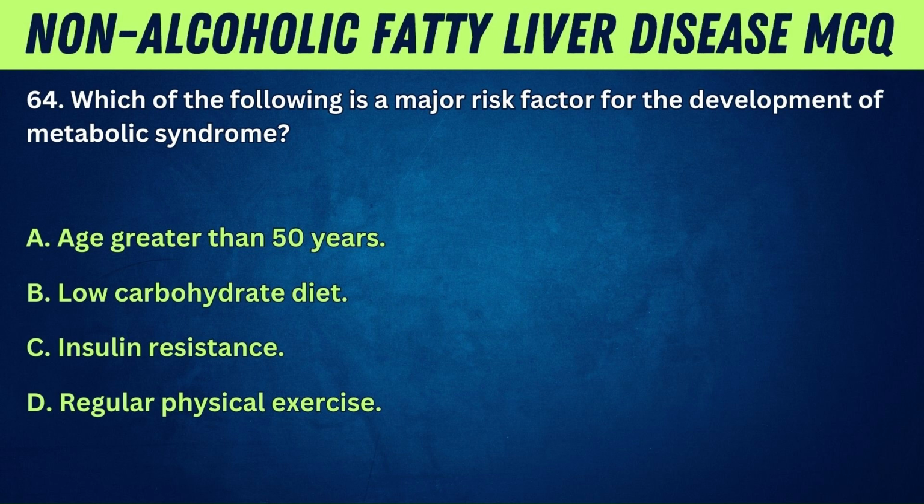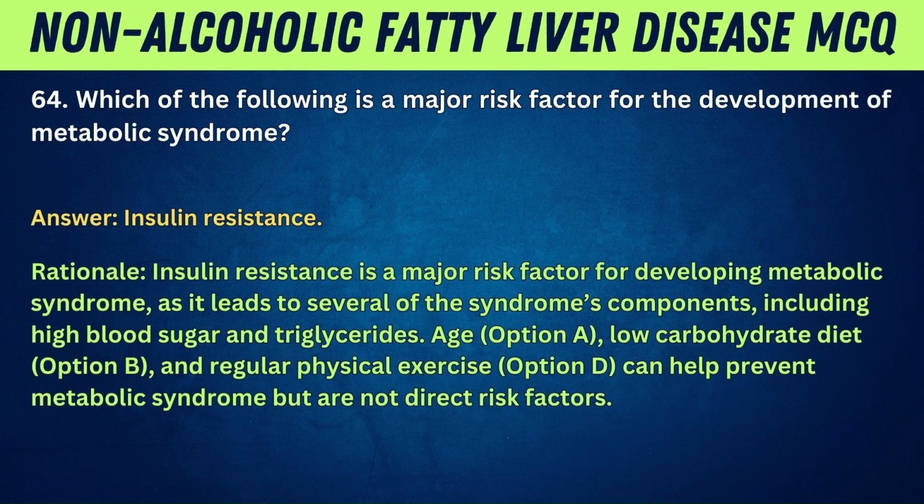64. Which of the following is a major risk factor for the development of metabolic syndrome? A. Age greater than 50 years. B. Low carbohydrate diet. C. Insulin resistance. D. Regular physical exercise. Answer: insulin resistance. Rationale: insulin resistance is a major risk factor for developing metabolic syndrome, as it leads to several of the syndrome's components, including high blood sugar and triglycerides. Age, option A, low carbohydrate diet, option B, and regular physical exercise, option D, can help prevent metabolic syndrome but are not direct risk factors.